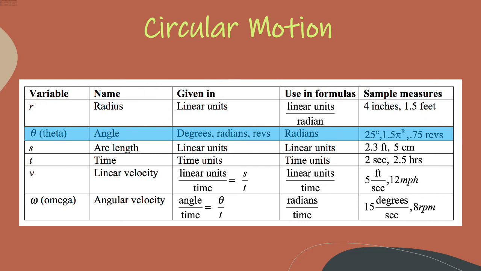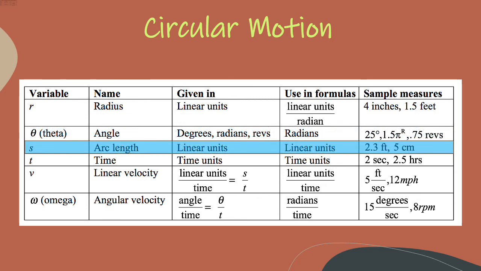The second variable is theta, and we know that that represents an angle. Angles are measured in degrees, radians, revolutions. However, whenever you use them in our formulas, they must be in radians. So some sample measures of theta are 25 degrees, 1.5 pi radians, or 0.75 revolutions.